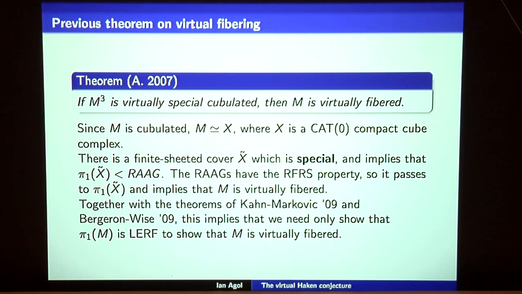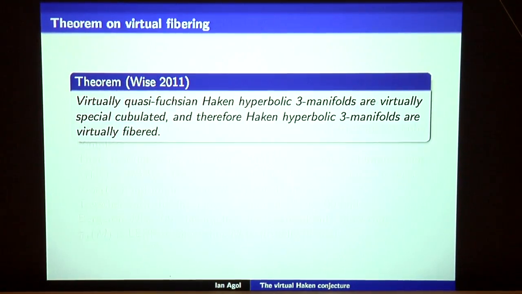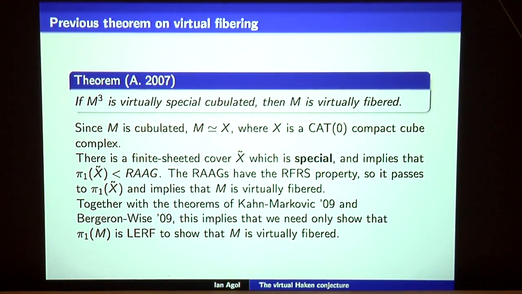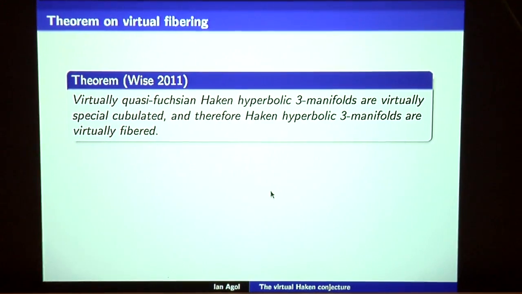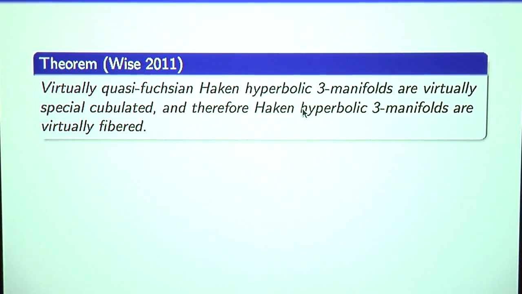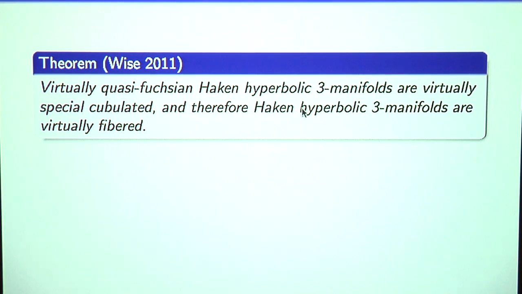And together with this theorem of Haglund-Wise and Bergeron-Wise, this implies that we only need to show that the fundamental group is LERF to show that it's virtually fibered. You can show that if you have a cube complex with LERF fundamental group, then it's virtually special. So what Wise proved in 2011 is that Haken hyperbolic three manifolds are virtually special cubulated. And thus, they're virtually fibered.